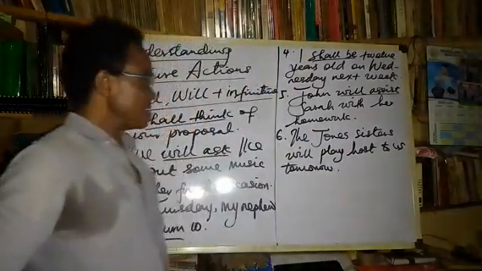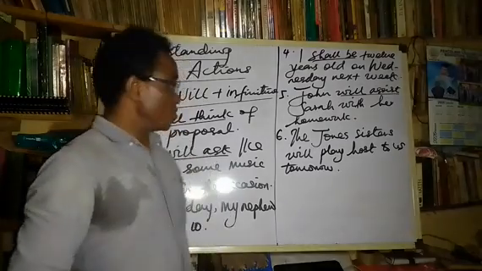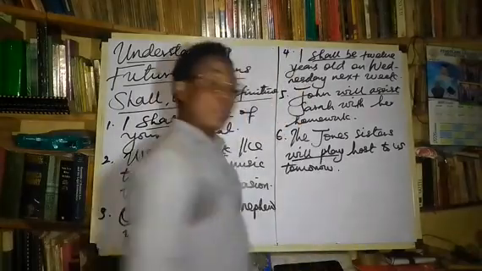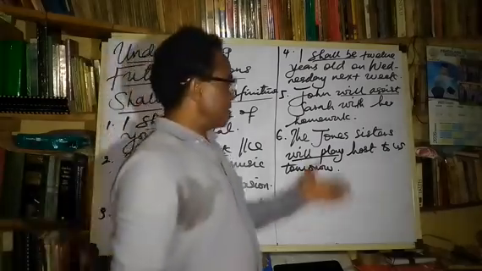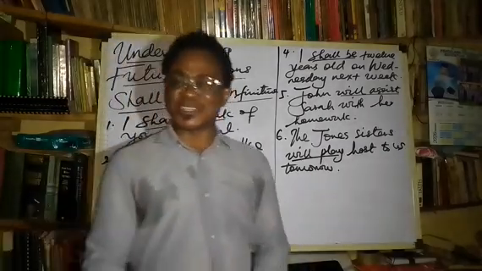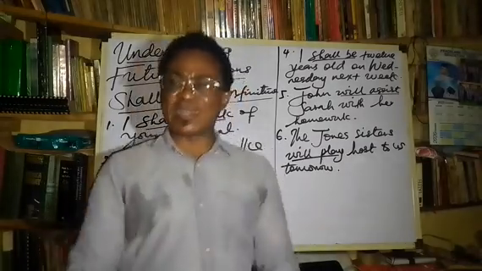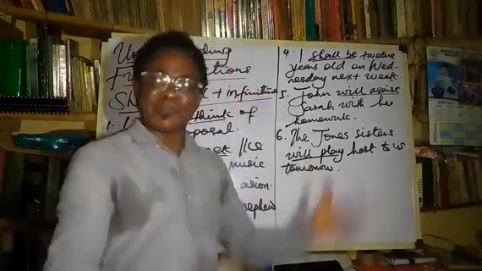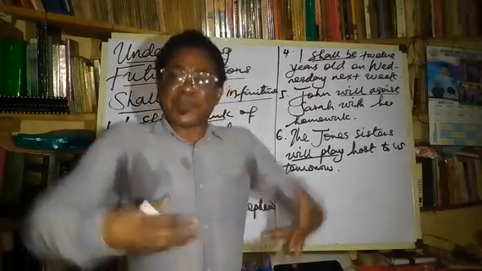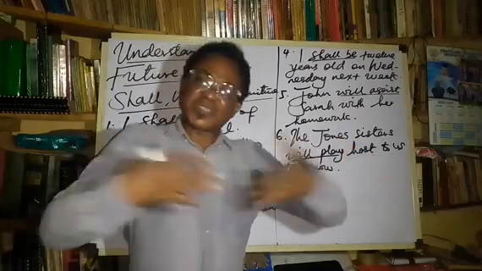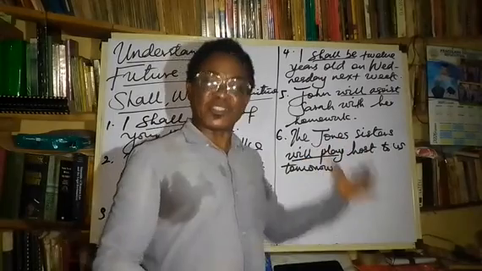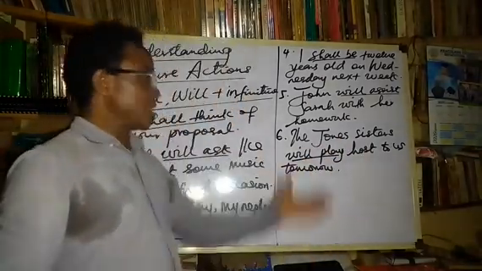Number 6 says, the Jones sisters will play host to us tomorrow. That is, they have expressed the intention to do so. They have expressed the willingness to do so. They have expressed the promise to do so. This is not a simple future action. It is a promise to do something. There is this undertone of willingness to do so in the mind or in the speech made by the Jones sisters, which the speaker has reported here.